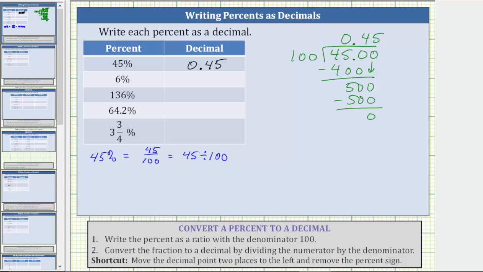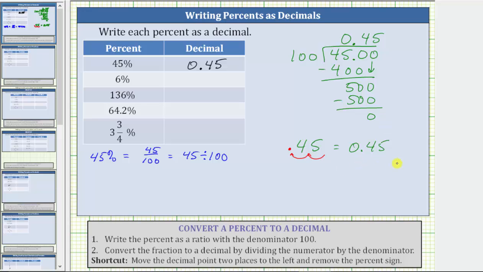And now for the shortcut method, we begin with 45%. Right now the decimal point is to the right of the 5, which is here. The shortcut is to move the decimal point 2 places to the left, so 1, 2. The decimal point is now here. We remove the percent sign and the old decimal point. And notice how this does give us 0.45.